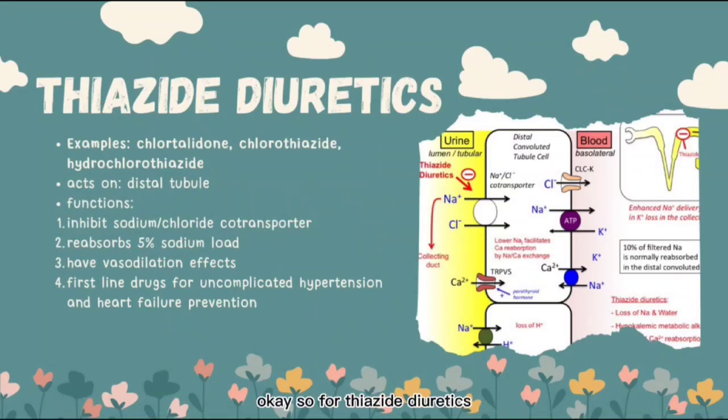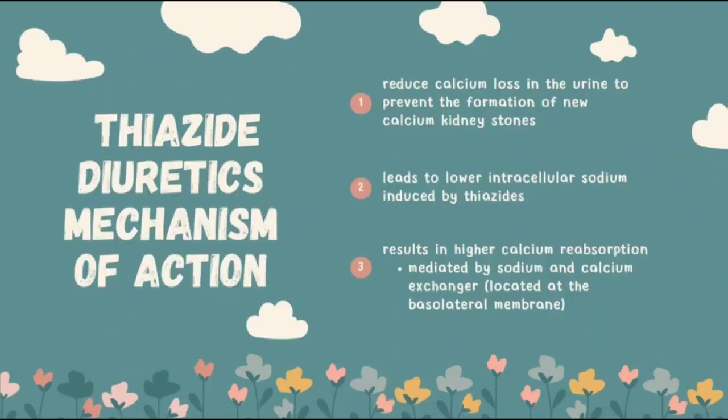Okay, so for thiazide diuretics, there are a few examples of them, which are chlorthalidone, chlorothiazide and hydrochlorothiazide. Thiazide diuretics mainly act on the distal tubule and there are a few functions of them. The first one is to inhibit the sodium-chloride cotransporter, and then they also reabsorb 5% of sodium load. Thiazide diuretics also have vasodilation effects, and they are also used as the first line drugs for uncomplicated hypertension and heart failure prevention.